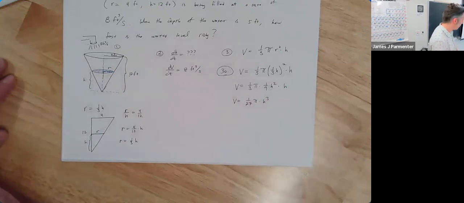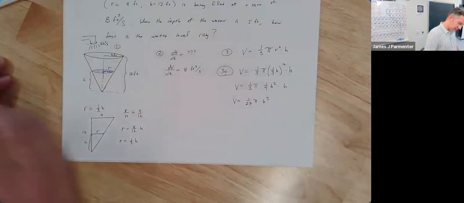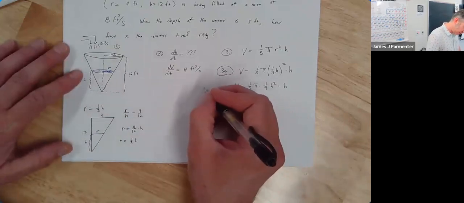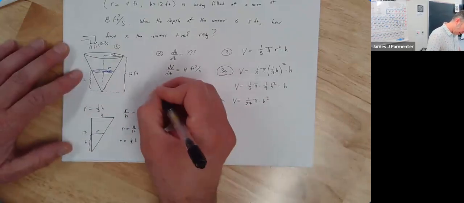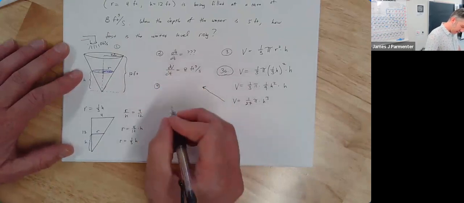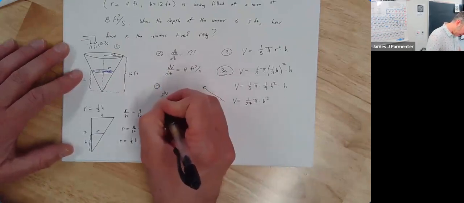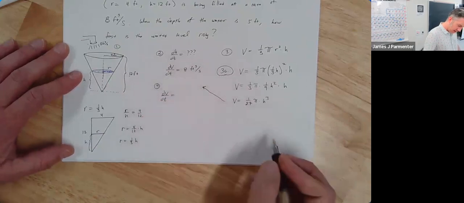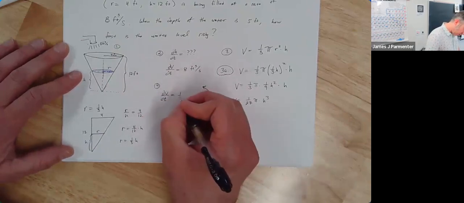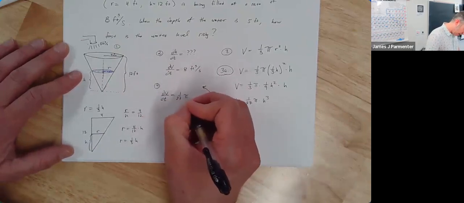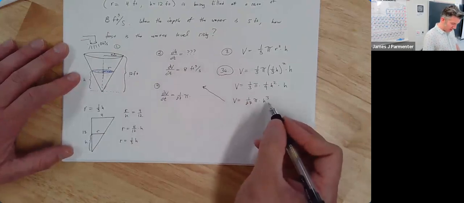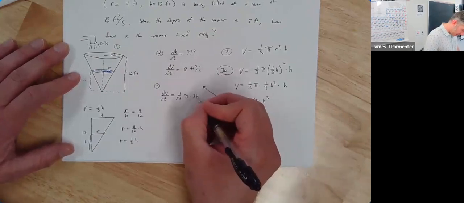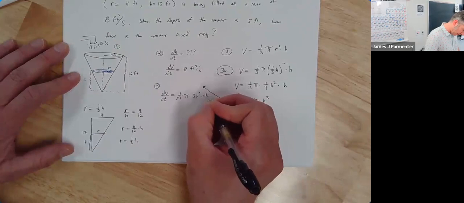And now we're finally ready to take the derivative of both sides of this. Let's do it over here to save ourselves some room. So then step 4, taking the derivative of both sides, you get dV/dt on the left, and you get 1/27 times pi, and the derivative of h cubed is 3 times your stuff squared times the derivative of your stuff.